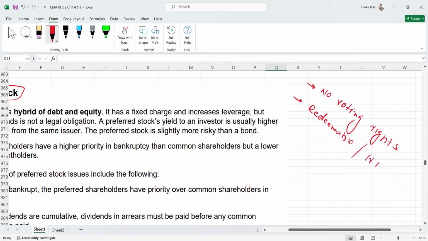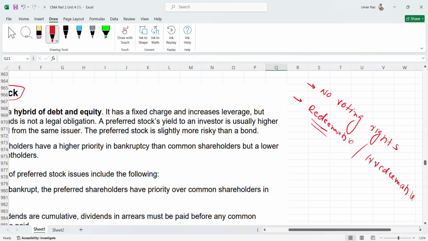The second point I want to tell you is that preferred stocks might be redeemable, or they might be irredeemable. Redeemable means like a loan. For example, today if we are issuing the stock, we will tell the investors that maybe after 5 years or 10 years we will buy these stocks back and return their capital. So this is redeemable. And obviously, up to that 5 or 10 years, we will also pay the dividend.